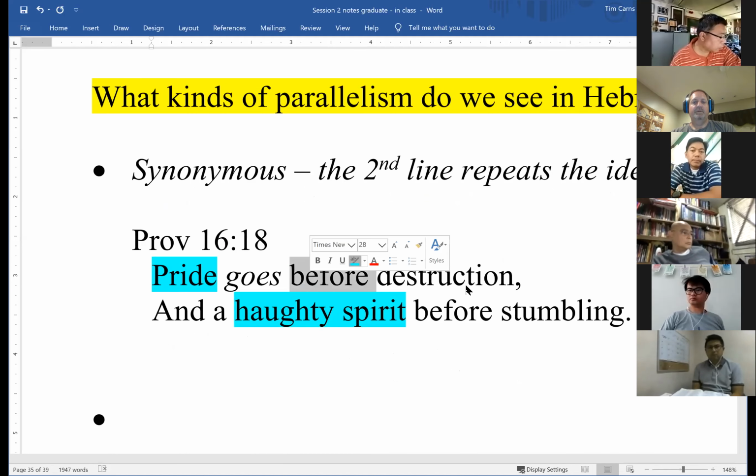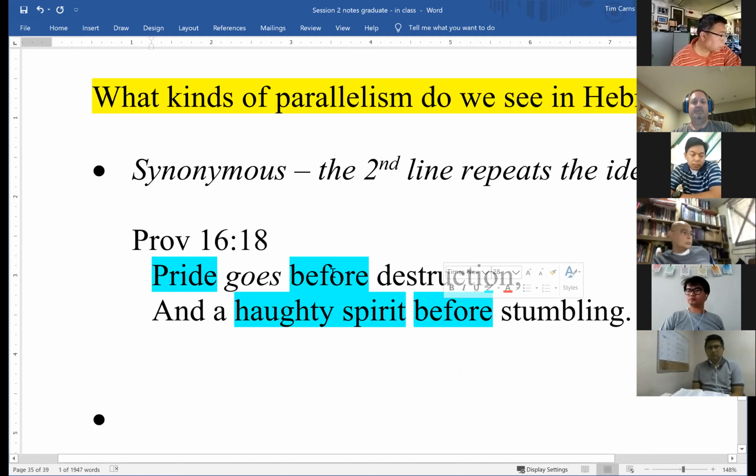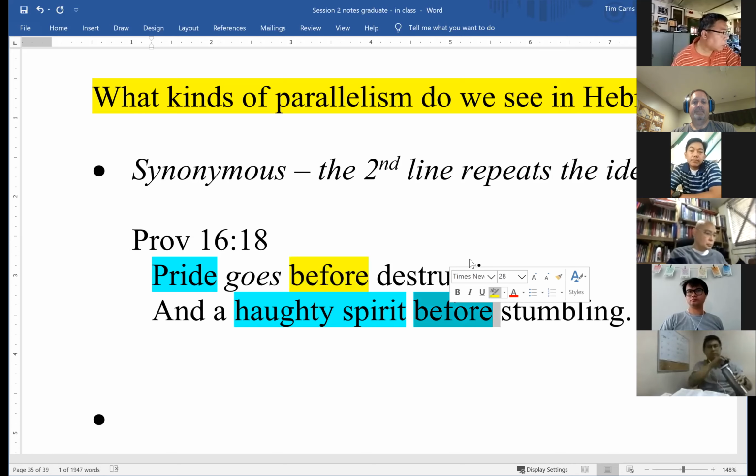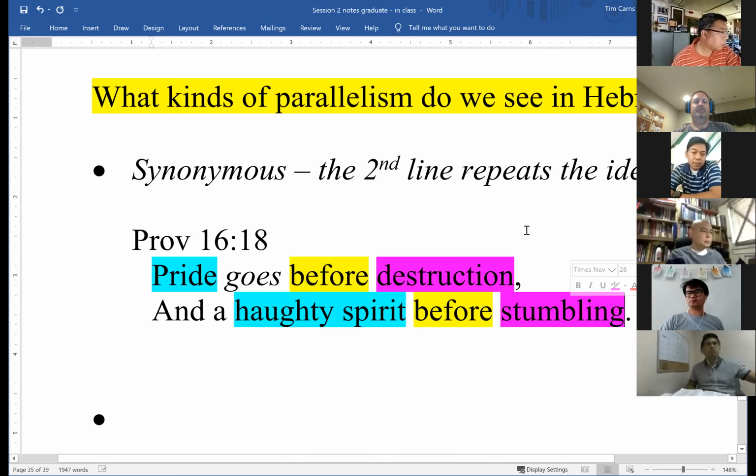I should do another color. And then destruction, stumbling. See that? Perfectly synonymous. That's how they're connected together. All right, that's probably the most common.